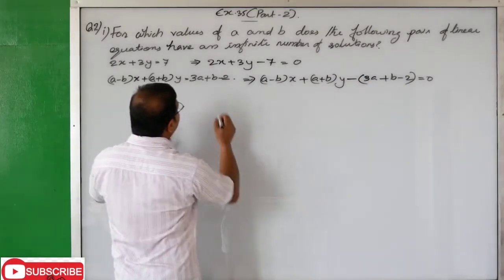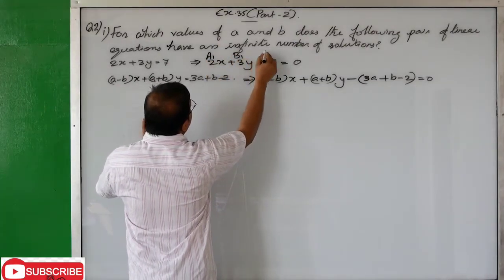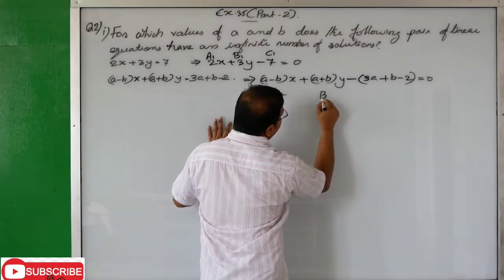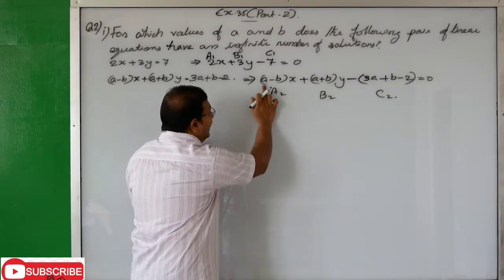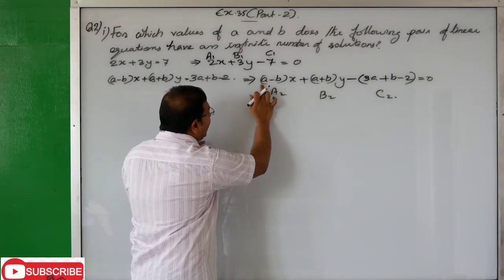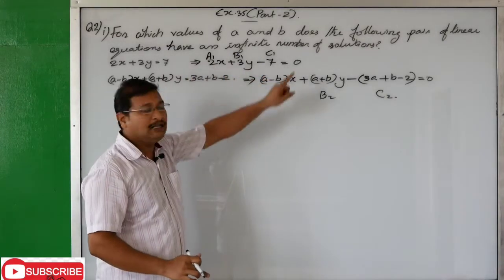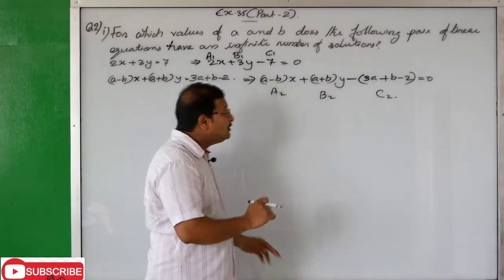Ready? Now what will happen? Here we will take this as a1, b1, c1. This will be a2, b2, c2. We are not taking small letters because in the answer part, small letter a and b are there. So we will take capital letters A1, B1, C1. Second equation we will take A2, B2, C2.